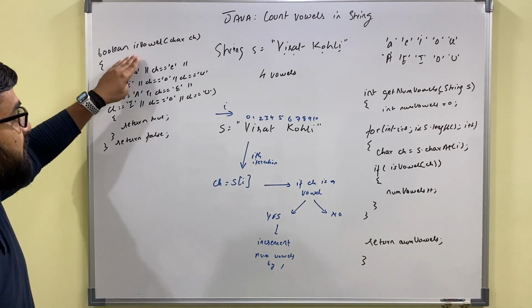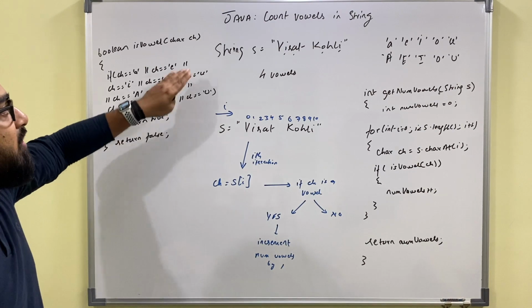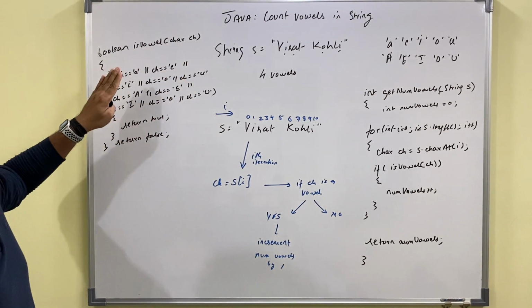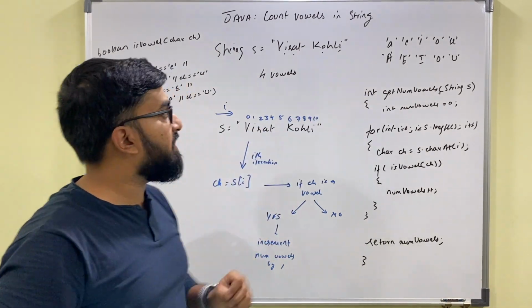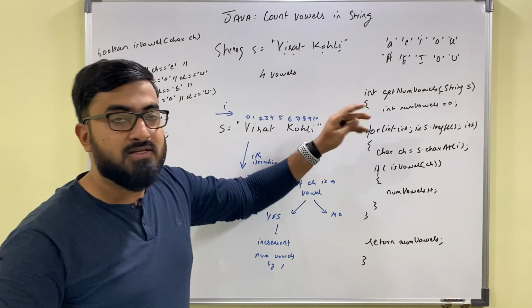Alright. So this method takes a single character ch and checks if it is a vowel or not. How does it check? It checks by comparing ch against all the 10 possible characters which are vowels. Okay. So this is the simplest way to find the number of vowels in a string S.